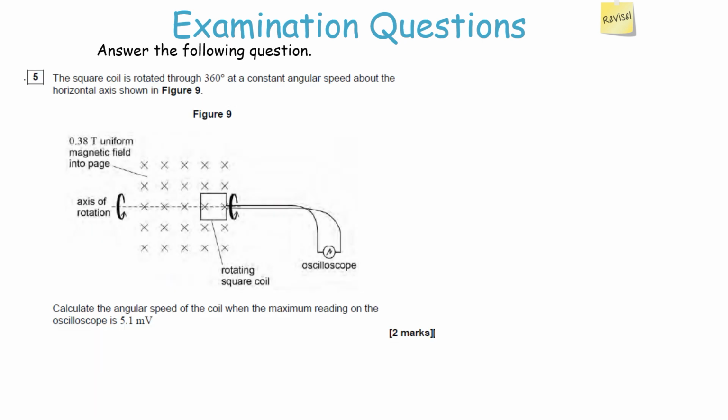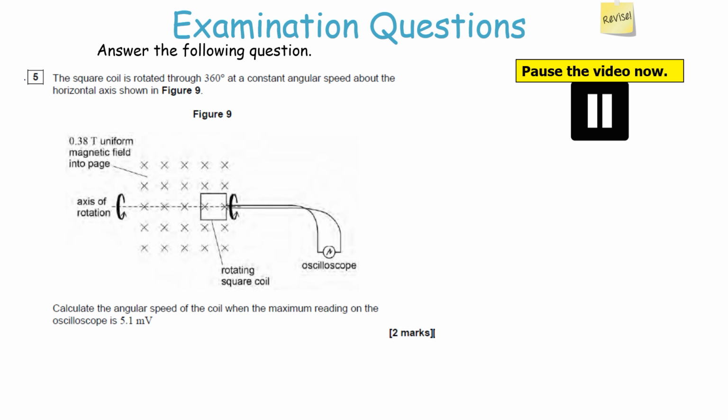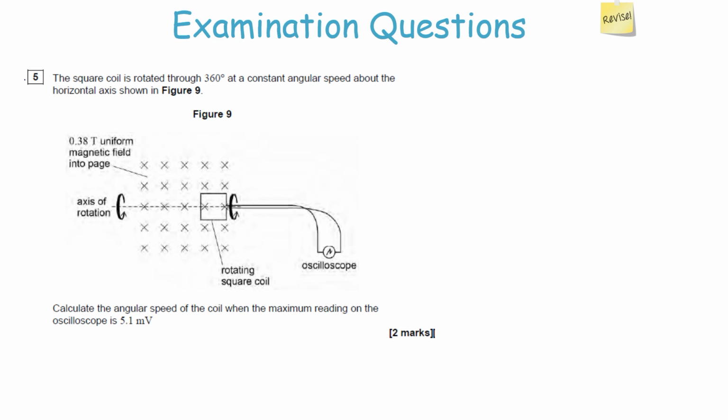Next question. The square coil is rotated through 360 degrees at a constant angular speed about the horizontal axis shown in figure 9. Calculate the angular speed of the coil when the maximum reading on the oscilloscope is 5.1 millivolts. So pause the video now, then unpause the video when you want to go through your answers. Right, so how would you answer this question?